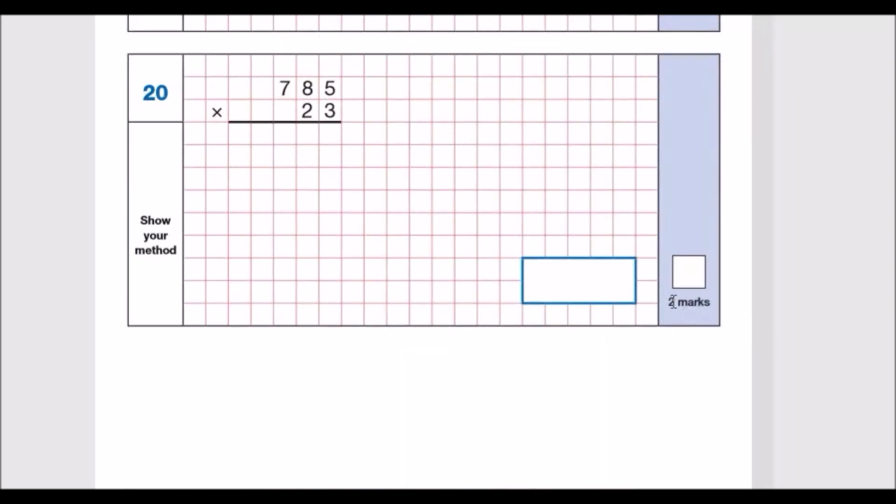Oh, so here's our first 2 markers. So this is going to be one of the big boss questions. So 785 times 23. Okay, first things first, partition this, yeah? I would firstly do it on the side to make your life easy. 785 times 3, and then 785 times 20, yeah? Just so you don't make that mistake.